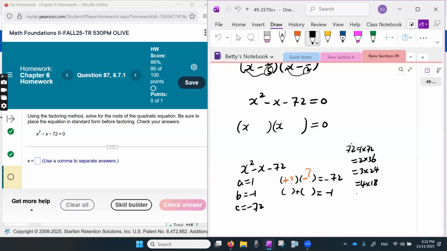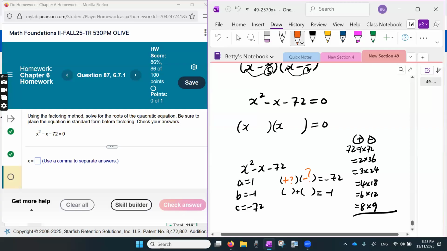5 doesn't work, 6 times 12. 7 doesn't work, 8 times 9. Look at that, 8 times 9. Negative or positive? The two integers are going to be positive 8, negative 9, right? Yeah, double check, very important. Positive 8, negative 9 multiply to negative 72, add up to negative 1, okay?